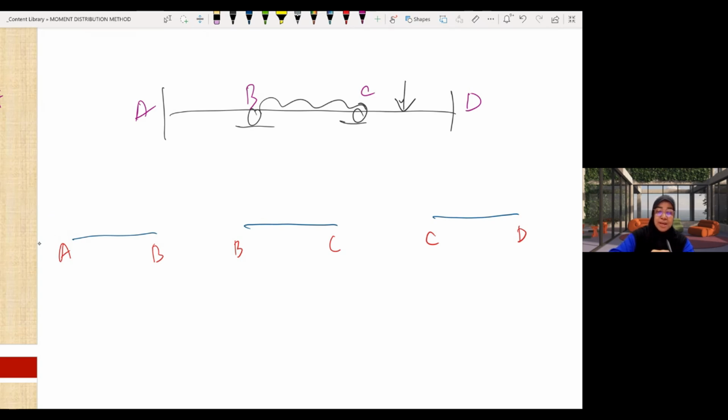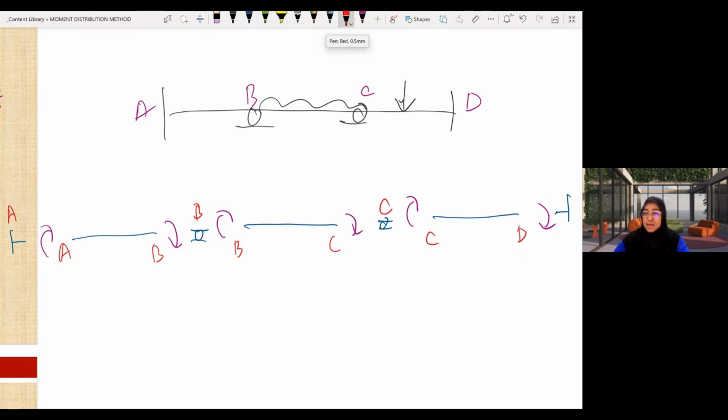The first assumption that we made is based on the sign convention for MDM, all clockwise. That's the definition from the sign convention: clockwise moment that acts on a member is positive. Besides members, it also has joints. We have joint B here, joint C here, and here is joint D. This is joint A, this is joint B, this is joint C, and this is joint D.